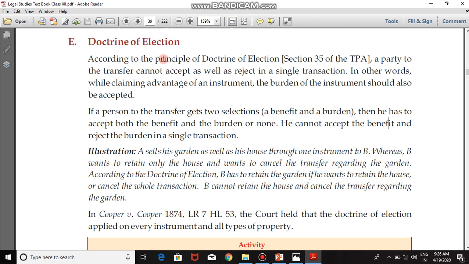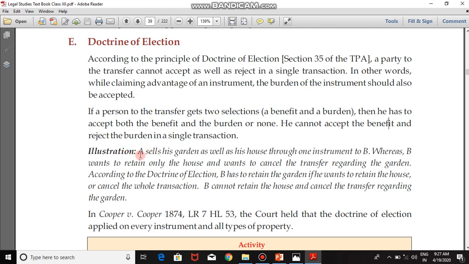What does this mean? According to the principle of the doctrine of election, which is mentioned in section 35 of the Transfer of Property Act, a party to the transfer cannot accept as well as reject in a single transaction. In other words, while claiming the advantage of an instrument, the burden of the instrument should also be accepted. You'll understand it more clearly by this illustration.